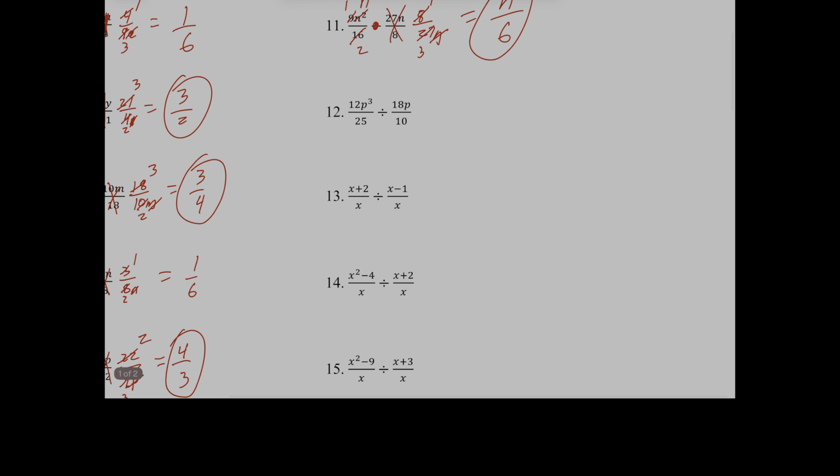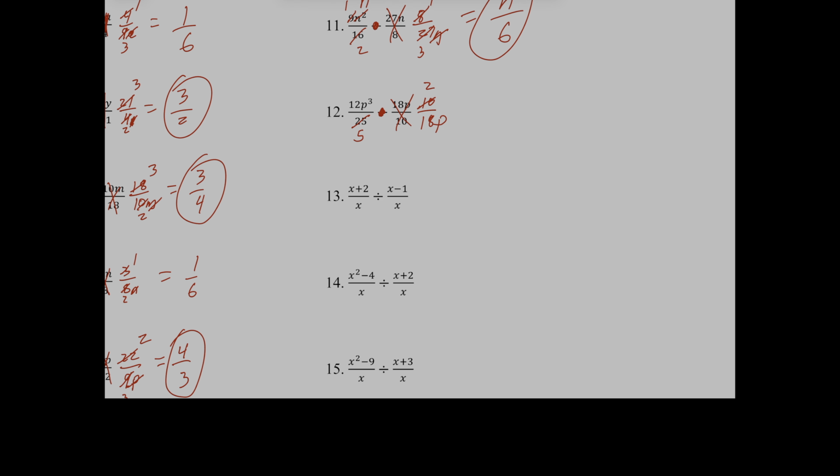Okay, so let's go over to number 12 now. Multiply and flip. Oh, I didn't flip that. 10 over 18p. All right, so now let's look at my 25 and my 10. 5 will go into 10 twice. 5 will go into 25 5 times.